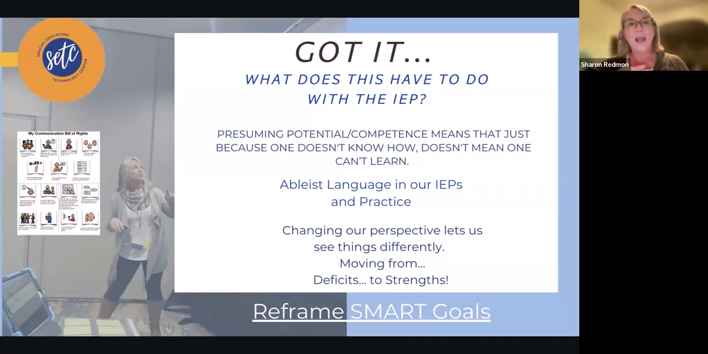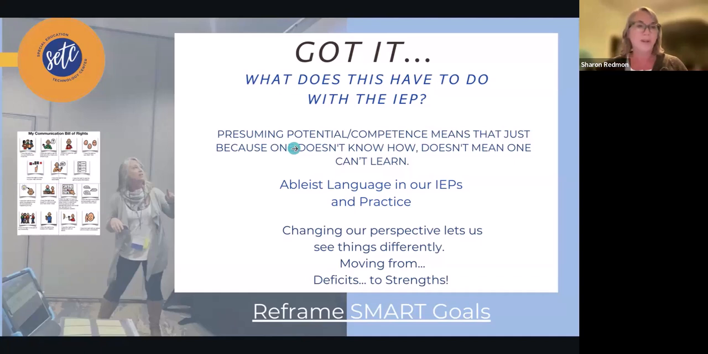And then once I started that journey from moving from deficit to strength-based and moving to more of a collaborative model, I started seeing certain words within the IEP goals different, like even just the goals themselves on what we were working on. It really brought to light that ableist language that I was using, and how that then trickles into our practice.